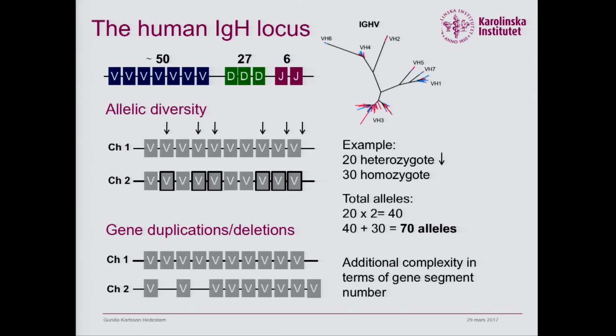The other level of diversity is that through evolution, we have lost and gained some of these segments. So there are clear duplications and deletions at the genomic level of these V gene segments. So this, of course, adds complexity and makes the diversity in the population that we are now starting to understand.